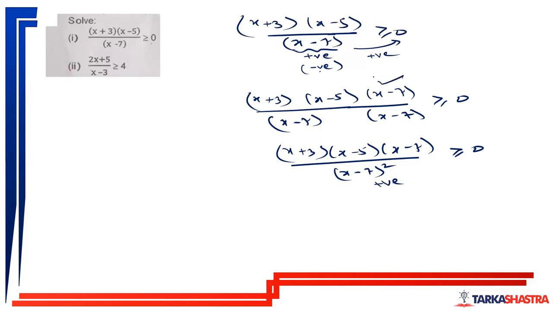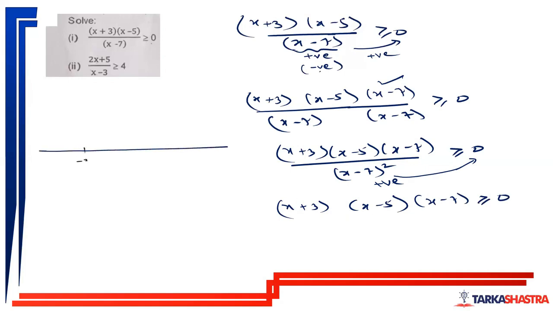And I can multiply and divide by any value because I am doing it on one side of the inequality, only on the left hand side, not on the right hand side. So I can do this. Now that (x minus 7) square is positive, I can just multiply it here and it will become 0. Now what I have to check is (x plus 3)(x minus 5)(x minus 7) greater than or equal to 0. We have to check for only this range. Now that we are checking only for this range, what do we get? Minus 3, this is 5, this is 7.